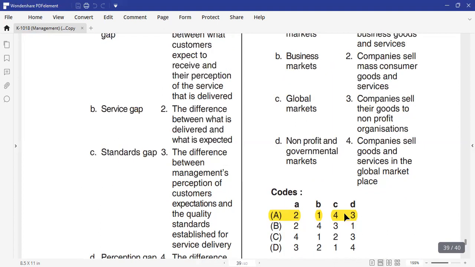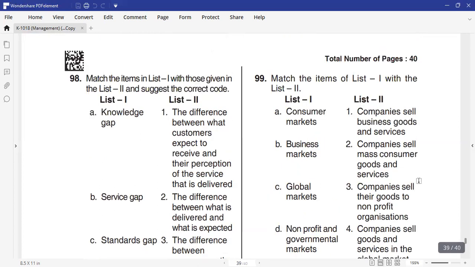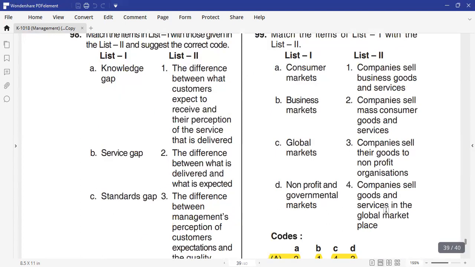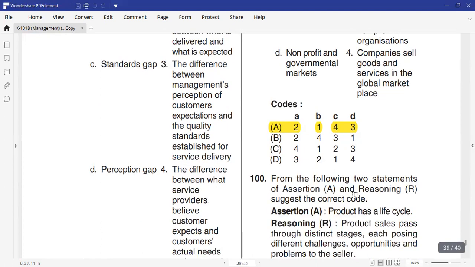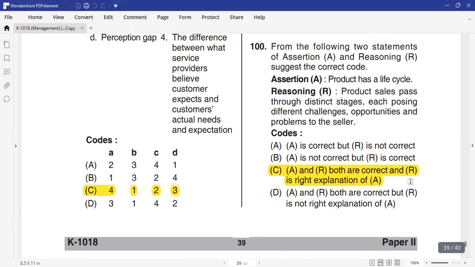And D is 3, non-profit and governmental markets: the company sells its goods to non-profit organizations. So the correct option for the 99th question is A. That is, A is related to 2, B is related to 1, C is related to 4, D is related to 3. Then we go to the last question, with two statements of assertion and reasoning.